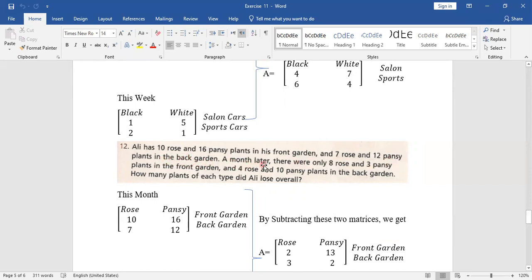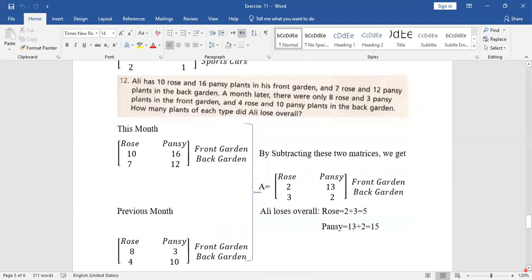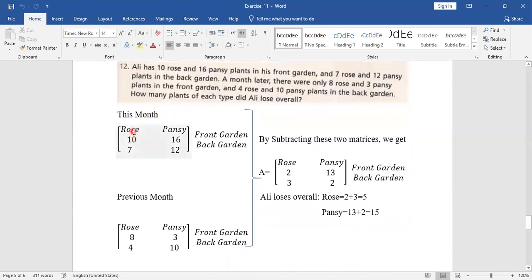A month later, there were only 8 rose and 3 pansies plants in the front garden and 4 rose and 10 pansies plants in the back garden. How many plants of each type did Ali lose overall? Lose. What is the meaning of lose? Leftover. Leftover means you need to subtract this month and the previous month.